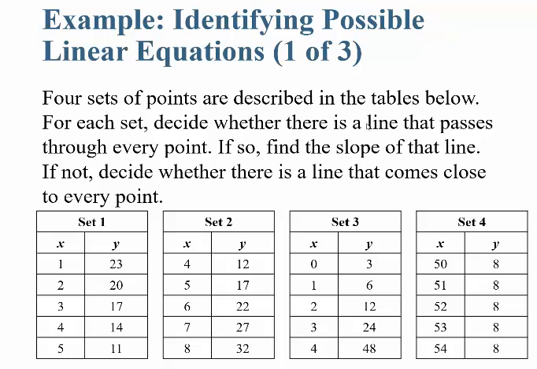All right, so I've got 4 tables here. 4 sets of points are described in the tables below. For each set, describe whether there is a line that passes through every point. If so, find the slope of the line. If not, decide whether there is a line that comes close to every point. What you're going to have for a line to go through points like this is a constant rate of change, or a constant slope. All right, let's take a look at the first set, then we'll do the second, third, and fourth.